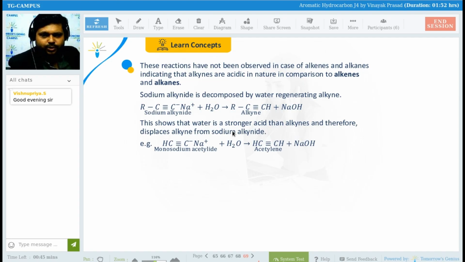Sodium alkynide is decomposed by water, regenerating alkynes. Clear? So you can see here, this is the triple bond, Na plus, with water. It will be giving the alkyne and the NaOH group will be there. This shows that water is a stronger acid than alkynes and therefore displaces the alkyne from sodium alkynide. So water is more acidic than alkynes. Clear?